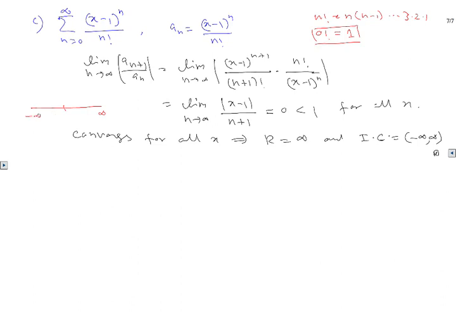Okay, just pick a number. That's your 1. So R is infinity. So you got infinite distance for both sides. Good.